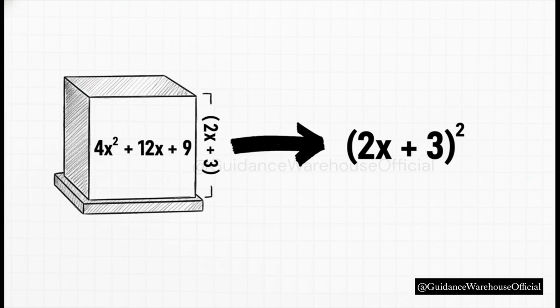Let's use it on this problem. The area of a statue base is 4x squared plus 12x plus 9. So, let's check. Is the first term a perfect square? Yep, 4x squared is just (2x) squared. Is the last term a perfect square? Yes, 9 is 3 squared. And now the final check. Is the middle term 12x equal to 2 times 2x times 3? It is. So this whole thing factors instantly to (2x plus 3) squared. We just figured out the side length of the base.